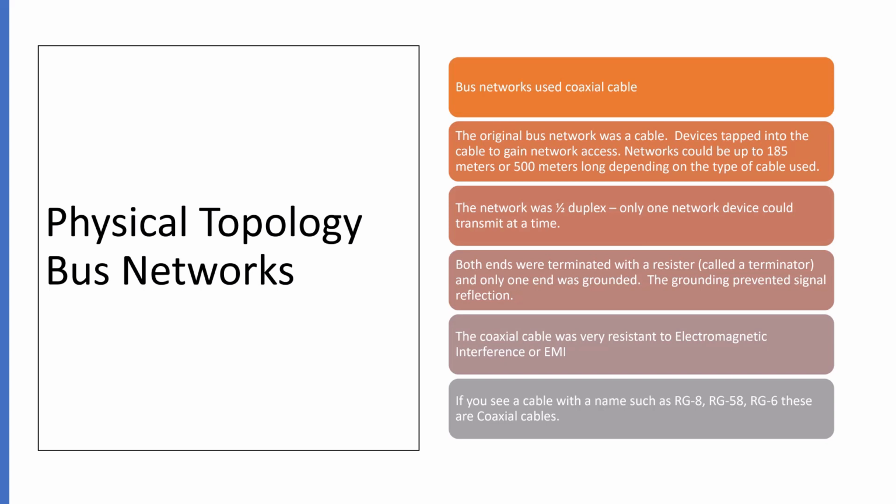Coaxial cable is very resistant to electromagnetic interference, or EMI. EMI is a term you'll hear throughout networking. It's unwanted signal introduced to a copper cable from an outside source. For example, microwaves, fluorescent lighting, motors, they're all sources of EMI. And the coaxial cable is actually very resistant to that.